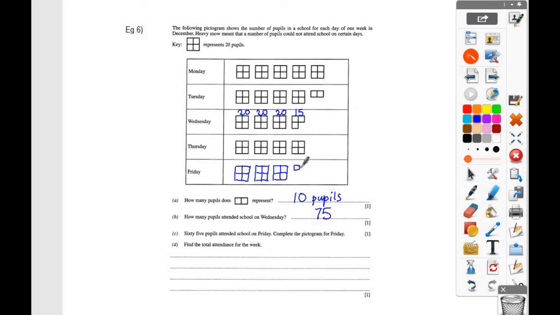So we have 20, 40, 60, 80, 100 pupils, 20, 40, 60, 80, and half of 20 is 10, so that's 90 altogether. Wednesday, we've already worked out, is 75. Thursday, 20, 40, 60, 80. And finally Friday, we've worked out, is 65.